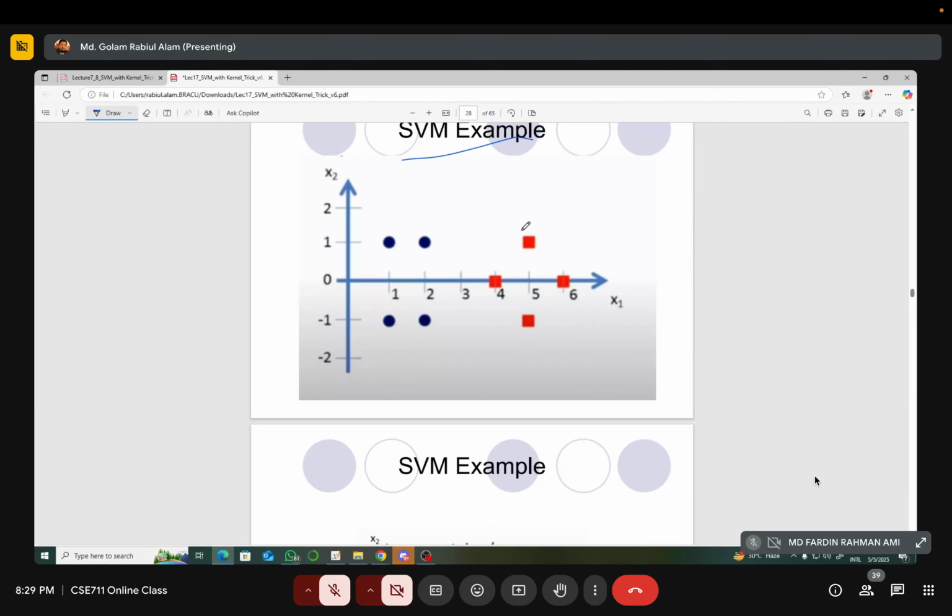Here is another example also. Like the data points are given. From the data points, at first we need to find out the support vectors. Maybe you can consider this one, that one, and this one as our support vectors.